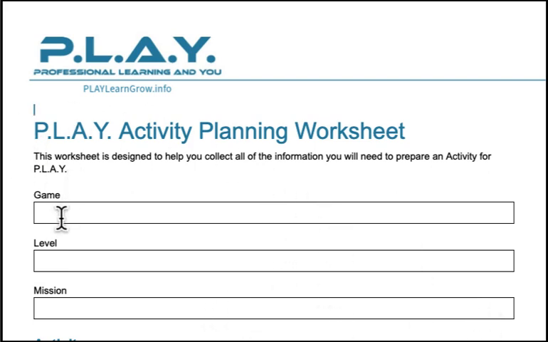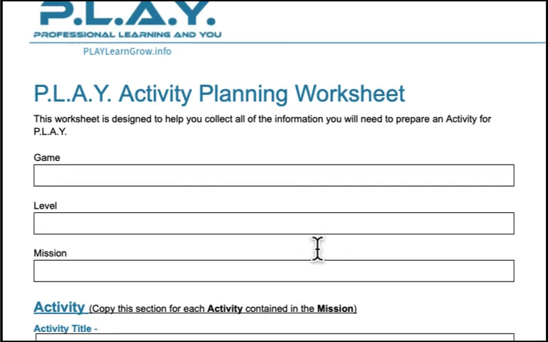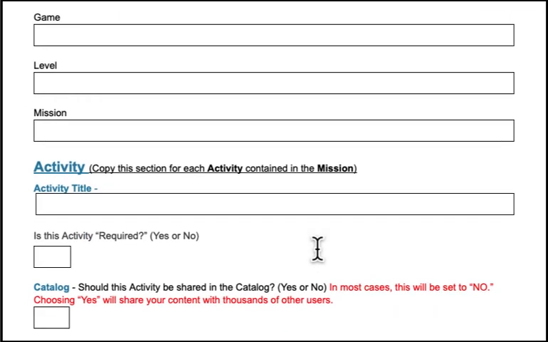We start with a game title. Remember, your activity is going to live within a game somewhere, some specific game that it will reside within. It also will live within a level and a mission. That hierarchy is always in place. So your activity will always have a home within a mission, within a level, and within a game. So we complete that information, and then that brings us to activities.